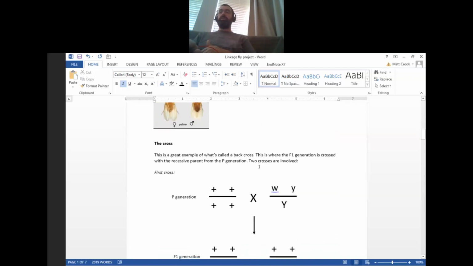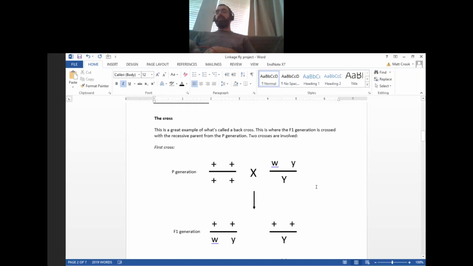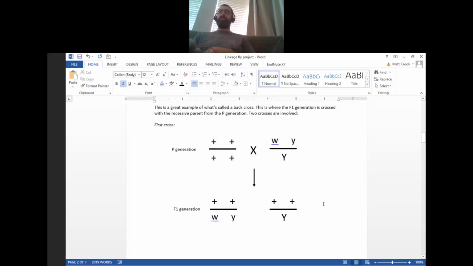So to do that, we're going to do a back cross. If you remember from the crosses that we did in terms of linkage today in the examples in the PowerPoint, what you do for these is you generate a heterozygote female, right? That's just what you want.